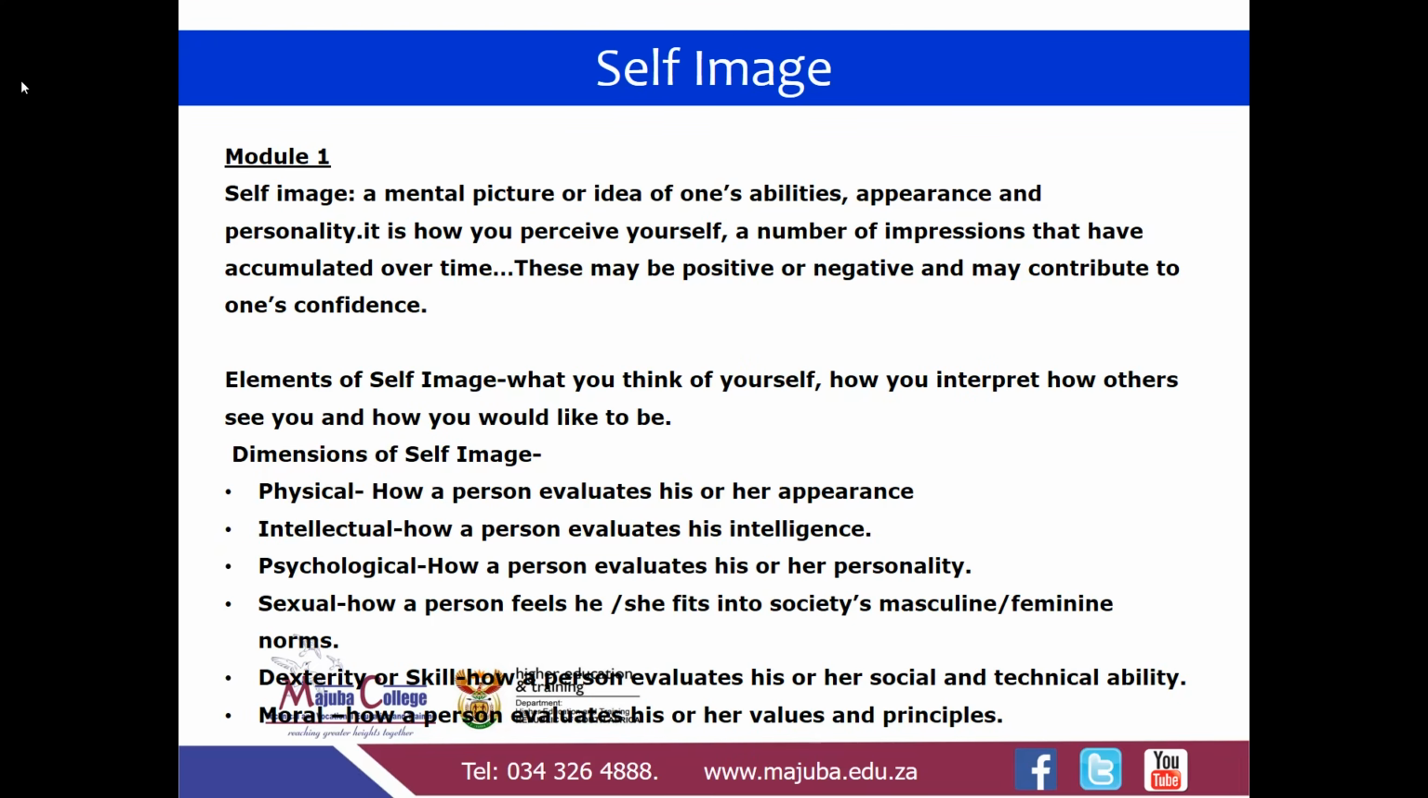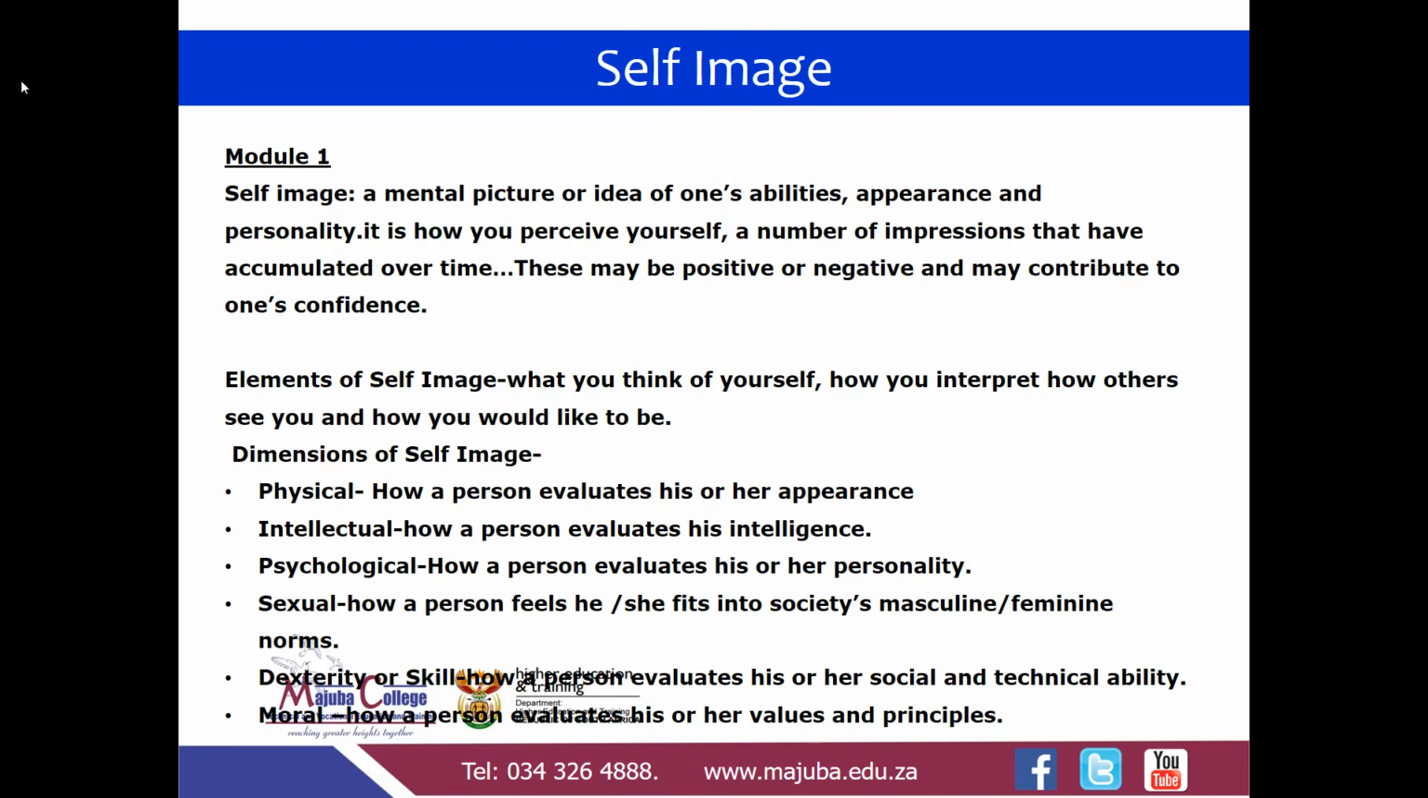And another one is the intellectual dimension, how a person evaluates his intelligence. How clever am I? This is very, very important because sometimes we judge our intellectual ability against that of other people. And then we look at how people react to what we say based on our intelligence. Then we can say, okay, I know I'm very clever because people are reacting positively to what I'm saying. So you now measure your intelligence based on how people respond to you.